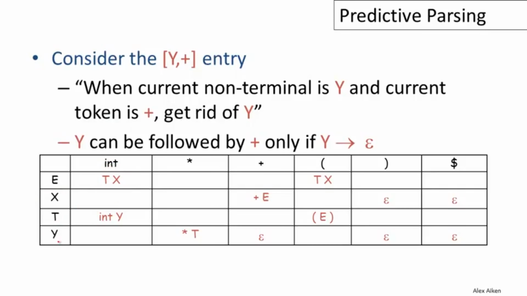Let's do another example. So when the current non-terminal is Y, and the current input is plus, then we should use the production Y goes to epsilon. Okay, that's a little bit different situation than the previous one. It says, look, when you see a plus in the input and your current leftmost non-terminal is Y, the only way this parse is going to succeed is if the Y doesn't produce anything. You need to get rid of the Y and move on to another non-terminal, whichever one is leftmost after you get rid of the Y, if you want to have any hope of parsing this particular string.